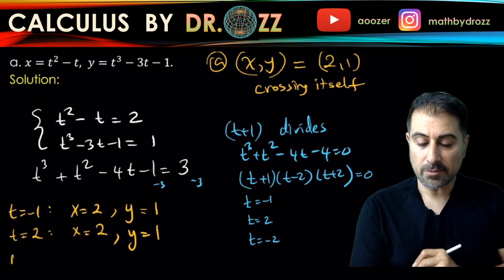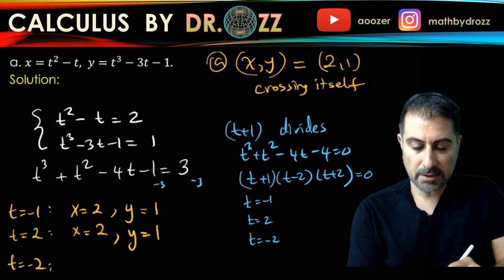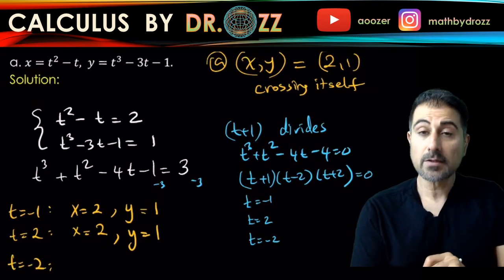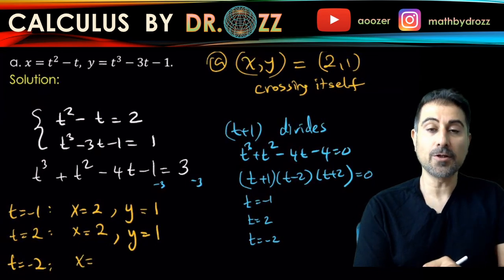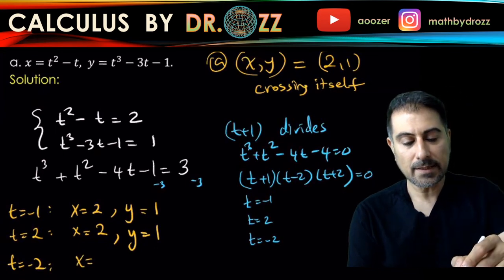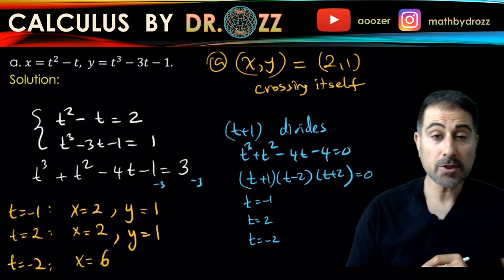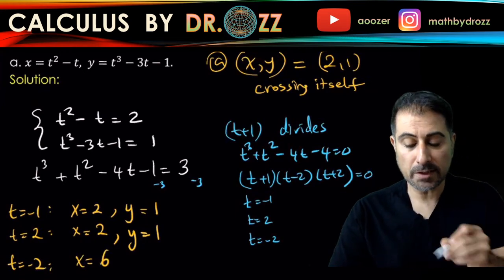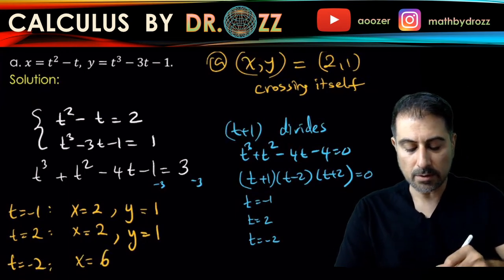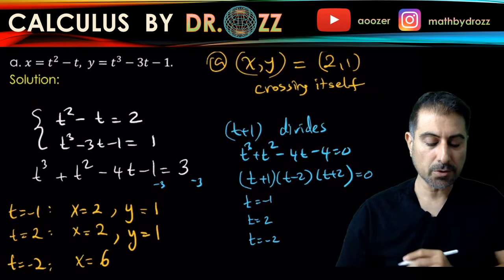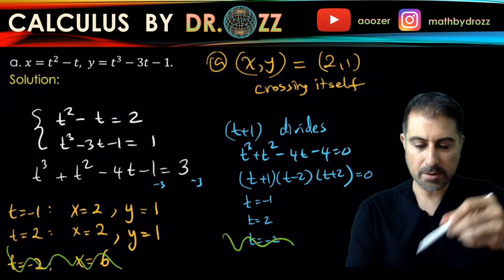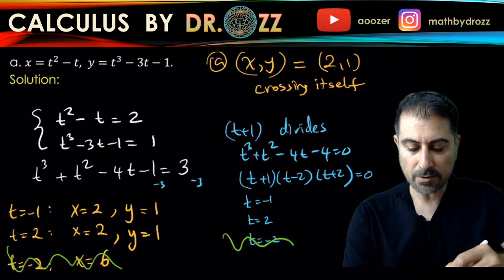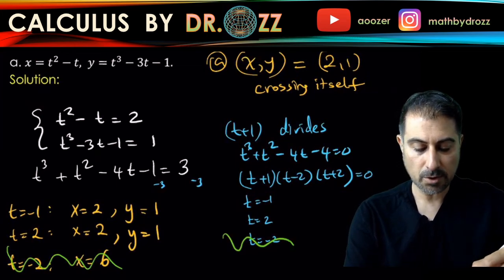For t equals negative 2, what do we have? x equals negative 2 squared minus 2. Here we go, you get 6 for x. So this t is a pathological t coming out of solving these two equations. So this is not a good choice of t for this purpose. Okay? All right, good. So we have 2 different t values.